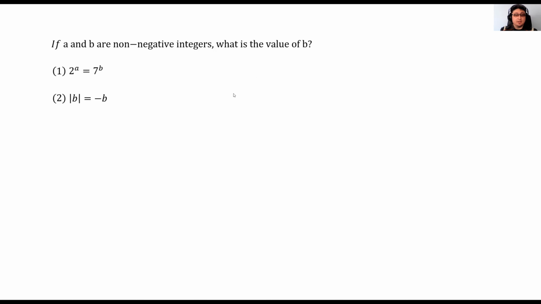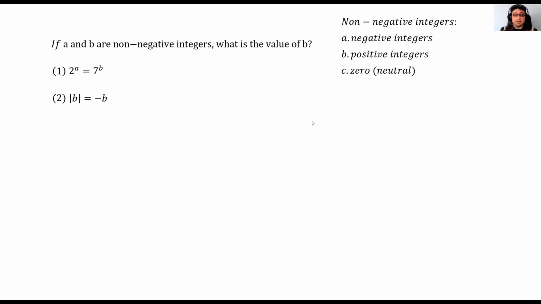Let's start by understanding an expression that we can find in the main statement: non-negative integers. If we are discussing integers and their signs, there are three categories: negative integers, positive integers, and then the zero, which is neutral. When I say non-negative integers, we are referring to positive integers and the zero.